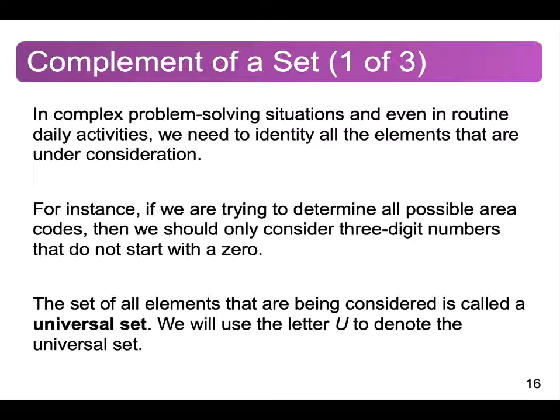elements that we're considering. So, for example, if you wanted to figure out all the different possible area codes, well, here you would only consider 3-digit numbers that do not start with 0. Everything else is a potential area code. So the set of all the elements that you're considering would be the universal set. We can use the letter U anytime that we are trying to identify this idea of a universal set of whatever it is that we're considering.